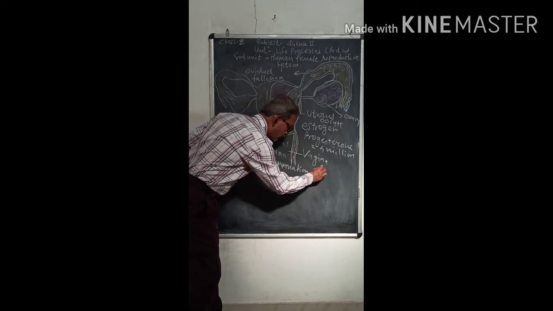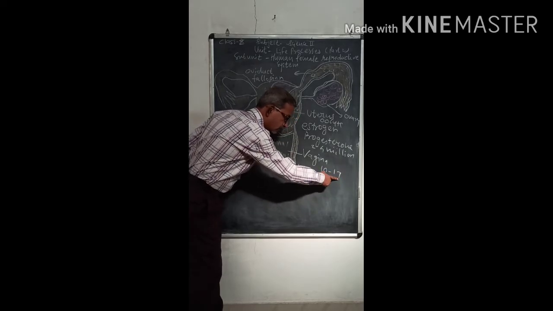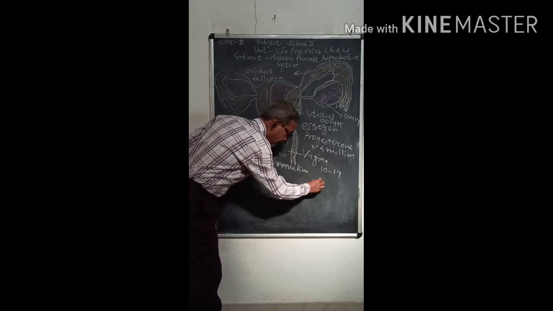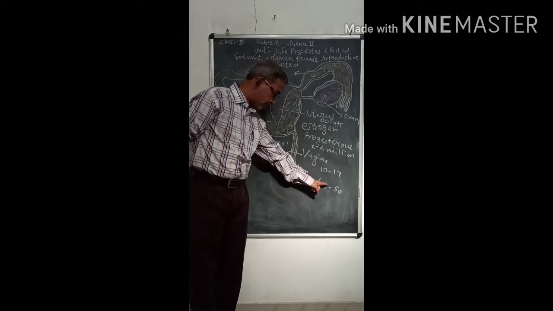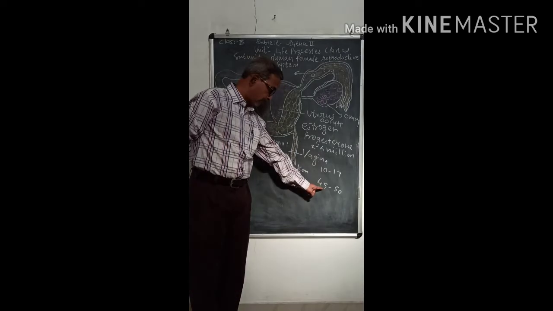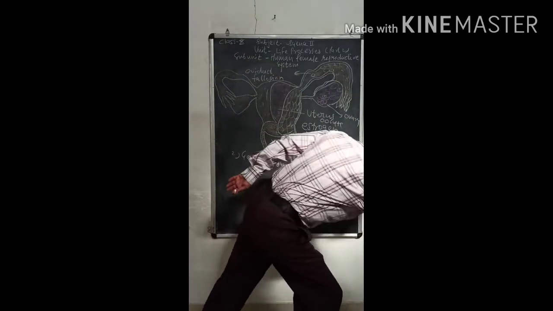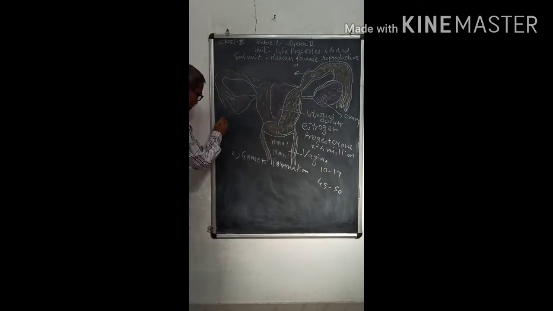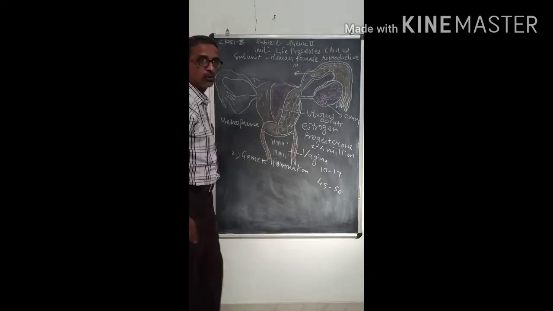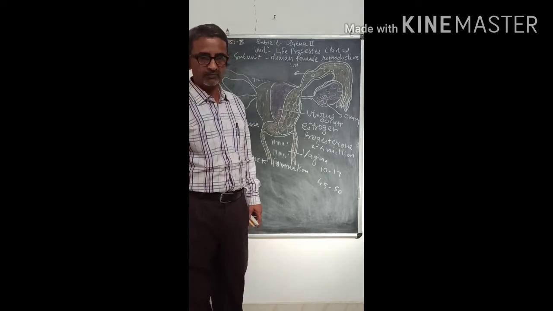After puberty, the puberty in females starts from 10 to 17, and it ends at 45 to 50. And where it stops, it is called menopause. So menopause is the stoppage of functioning of the female reproductive system.